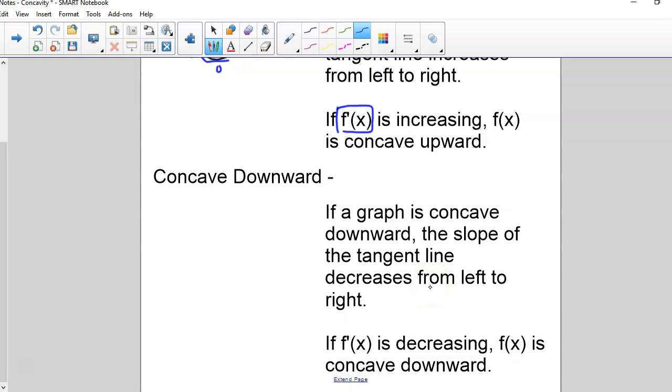Same thing, but the opposite, if you have something that's concave downward. If you think of the tangent lines, so like right here, if we just kind of estimate, maybe that's the slope of 2, that's the slope of 1, 0, -1, -2. So if you have a graph that's concave downward, the slope of the tangent line decreases from left to right. So the derivative, which is the slope of your tangent line, has to be decreasing.